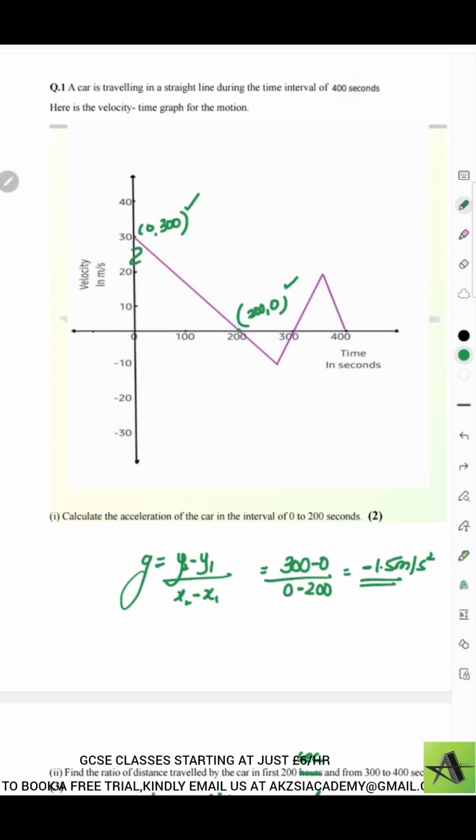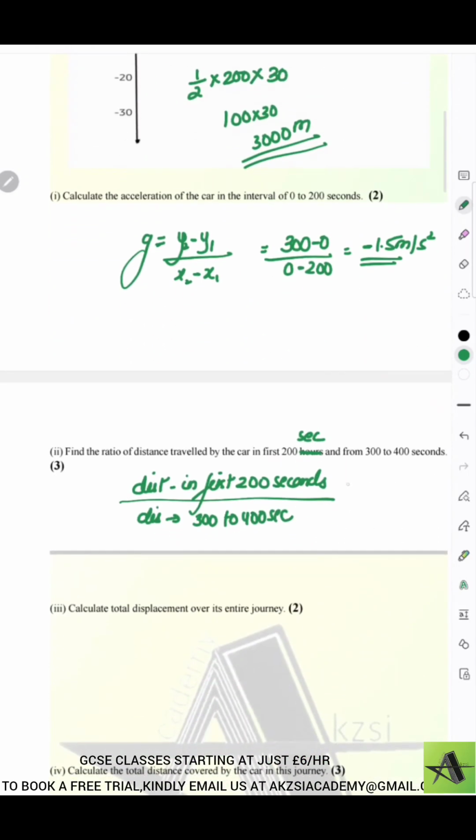From 0 to 200, it's a triangle, and we have to calculate the area of this triangle, which is half times base, which is 200 in this case, times height, which is 30 in this case. So that will give us 100 times 30, which is 3000 meters. So 3000 meters is the distance covered in the starting 200 seconds.